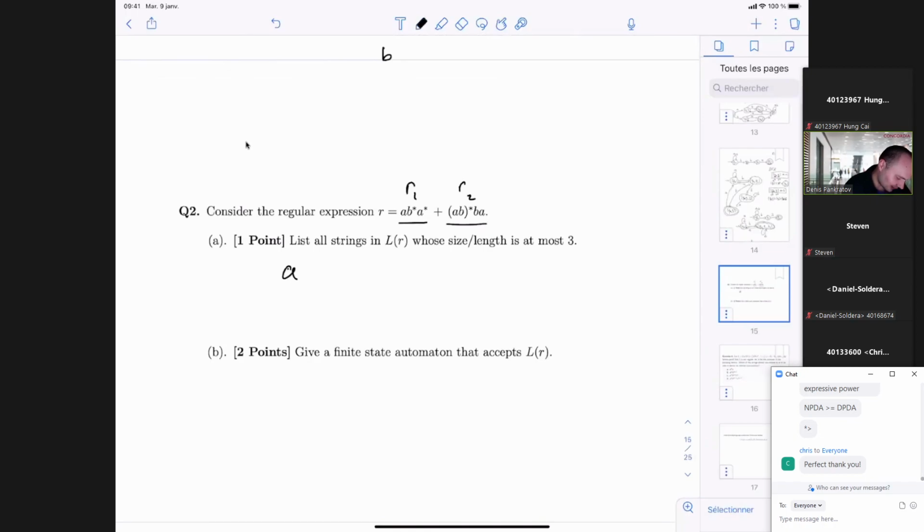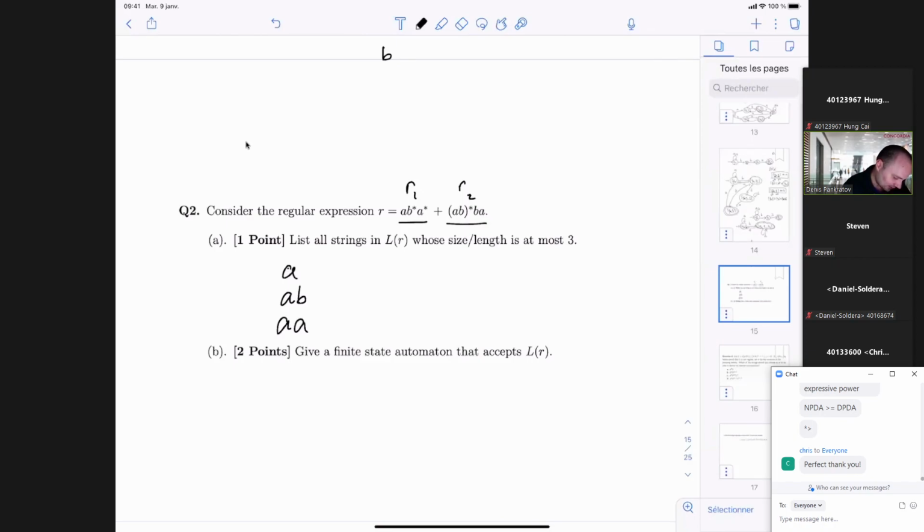That is the string of size 1, and no other string of length 1 is in L of R1. But we can have strings of length 2 here. A string of length 2 comes from either using a B from the B star, so we can have one repetition of B, or we can omit B and take a single A from the A star. So this is another string of length 2 from R1.